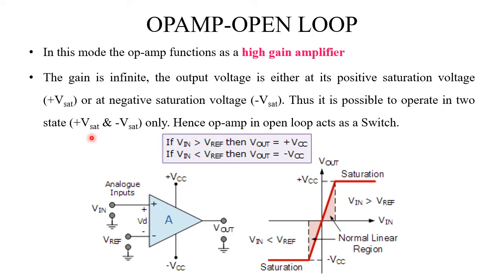That is why the V saturation will be equal to this power supply. Here you can see saturation is equal to the power supply, and here also saturation is equal to the negative power supply. So in open loop configuration, the operational amplifier will be operating either in this region or in this negative region. It will not operate in this linear region. That is the inference from this graph.